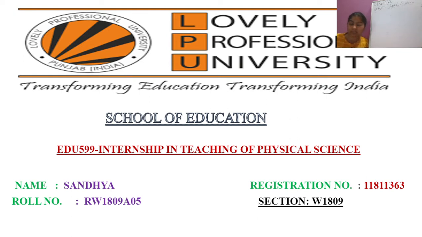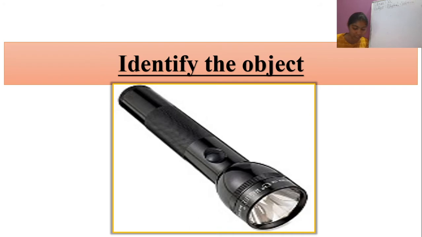Okay students. So students, I have something for you. You have to identify the name of this object. So what is that, students, in front of your screen? It is a torch. Very good students. So this is a torch. You identified it. Very good.